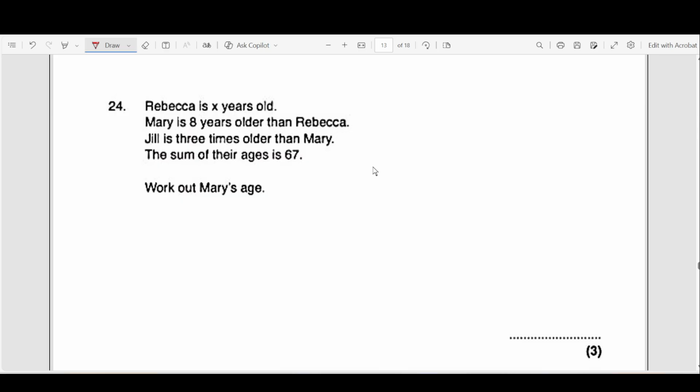Okay, we have the next question, which is: Rebecca is X years old, Mary is 8 years older than Rebecca. Jill is 3 times older than Mary, and the sum of their ages is 67. Work out Mary's age. So for Rebecca, I will write R. For Mary, I will write just M. And for Jill, I will write J. The sum of all these, R, M, and J, is 67, right?